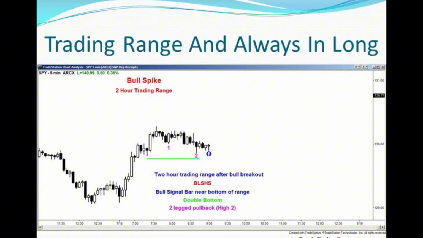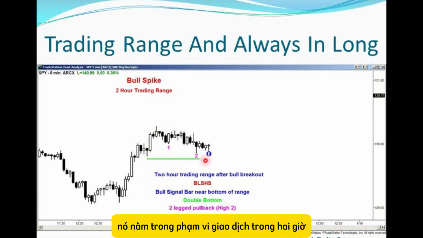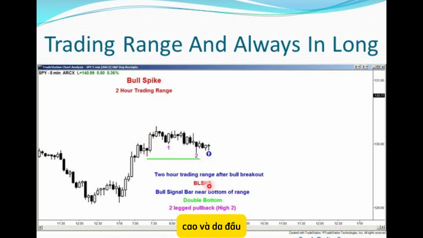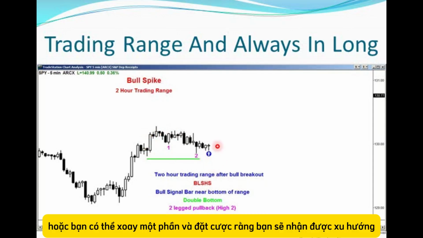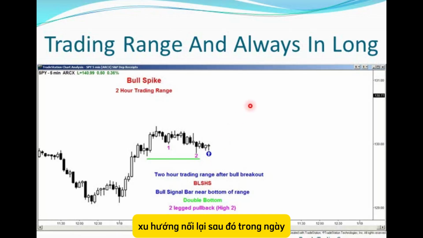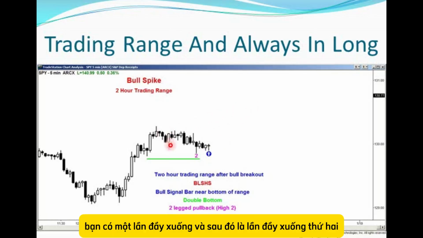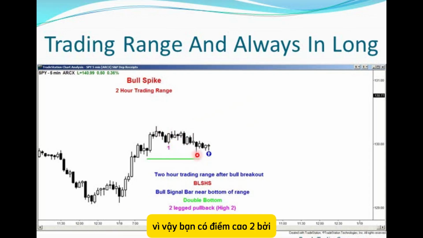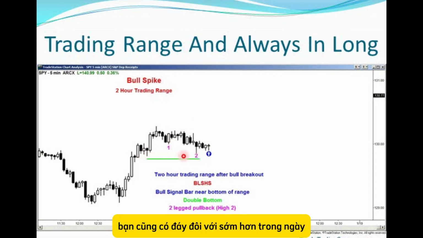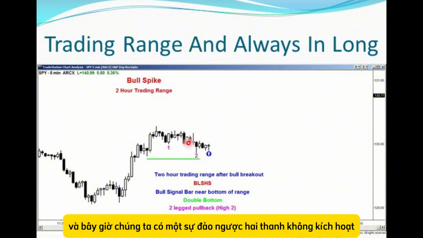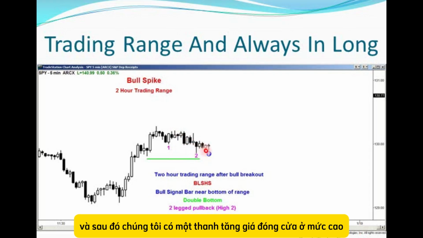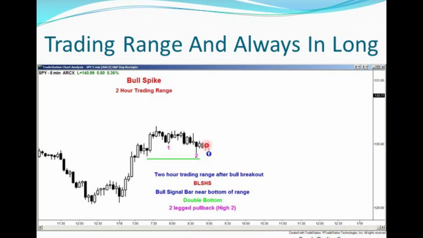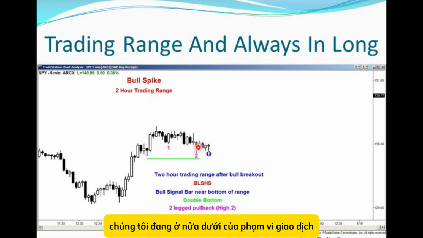So what do you do? It's in a trading range for 2 hours, so you can buy low, sell high, and scalp, or you can swing part and bet that you'll get trend resumption later in the day. At this point, you have a push down and then a second push down, so you have a high 2 buy. You also have a double bottom with earlier in the day, and that also constitutes a high 2 buy. And now we have a 2-bar reversal, did not trigger, and then we have a bull bar closing on its high. We're in the bottom half of the trading range: buy low, sell high, and scalp.